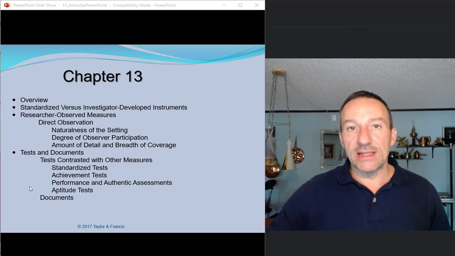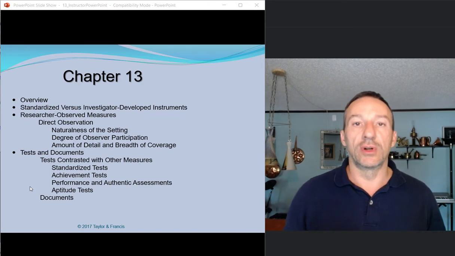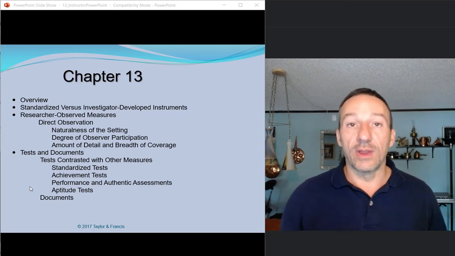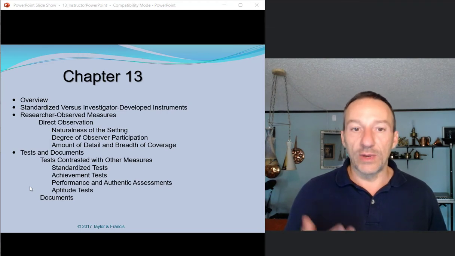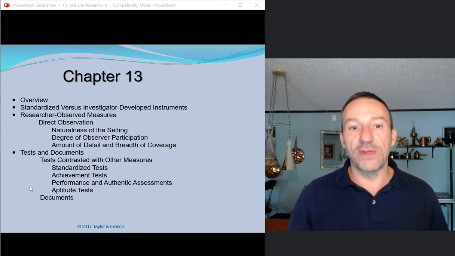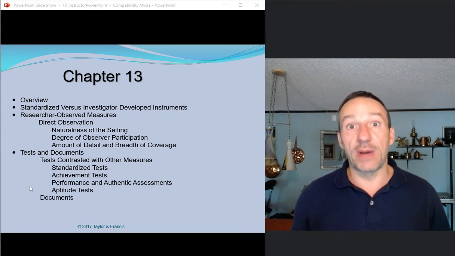On achievement tests, these are used a lot in schools. Basically, are they learning what they are supposed to learn? Obviously, these need to be reliable and valid. You might have one achievement test that's reading, writing, math. Maybe it's just one of those. You could also have very specific achievement tests, like a test over just biology.